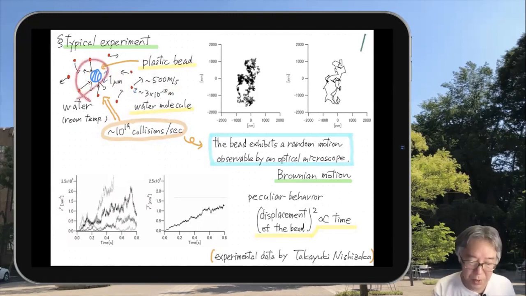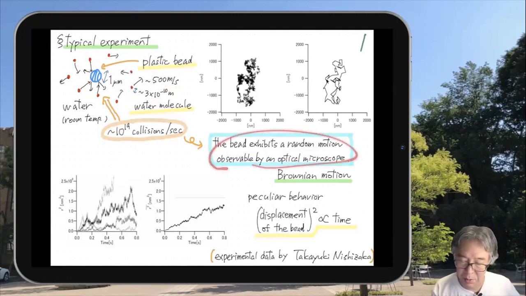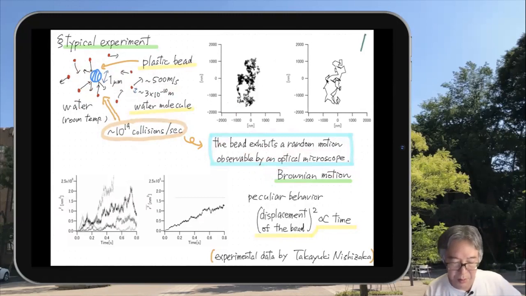Because of these many collisions of water molecules, the bead exhibits a random motion. The Brownian particle exhibits a very special random motion, and that can be observed by an optical microscope. This is called Brownian motion, and this is the trajectory of Brownian motion. It really wiggles, and you get this kind of fractal-type pattern. And if you skip some time, then you get this kind of zigzag pattern.